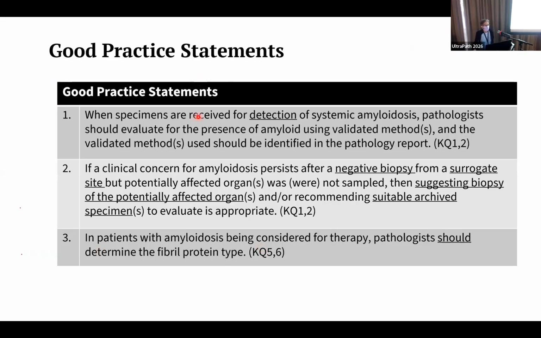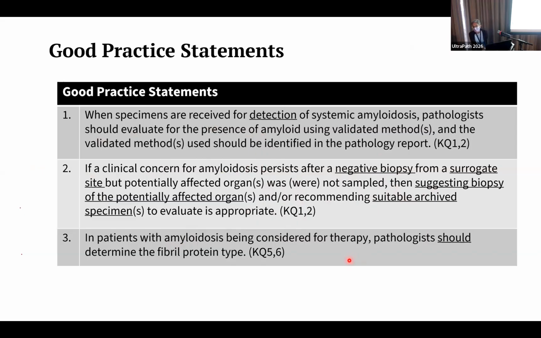The good practice statements are even less than conditional. It sounds silly, but it is the way we worded it. If you get a specimen for amyloid, do an amyloid stain that's validated and report what method you use in the pathology report. Not a concern for this group of people. If a clinical concern for amyloidosis persists after a negative surrogate biopsy, you can recommend target organ biopsy or go back and look at archive specimens. And the pathologist should determine the fibril protein type.